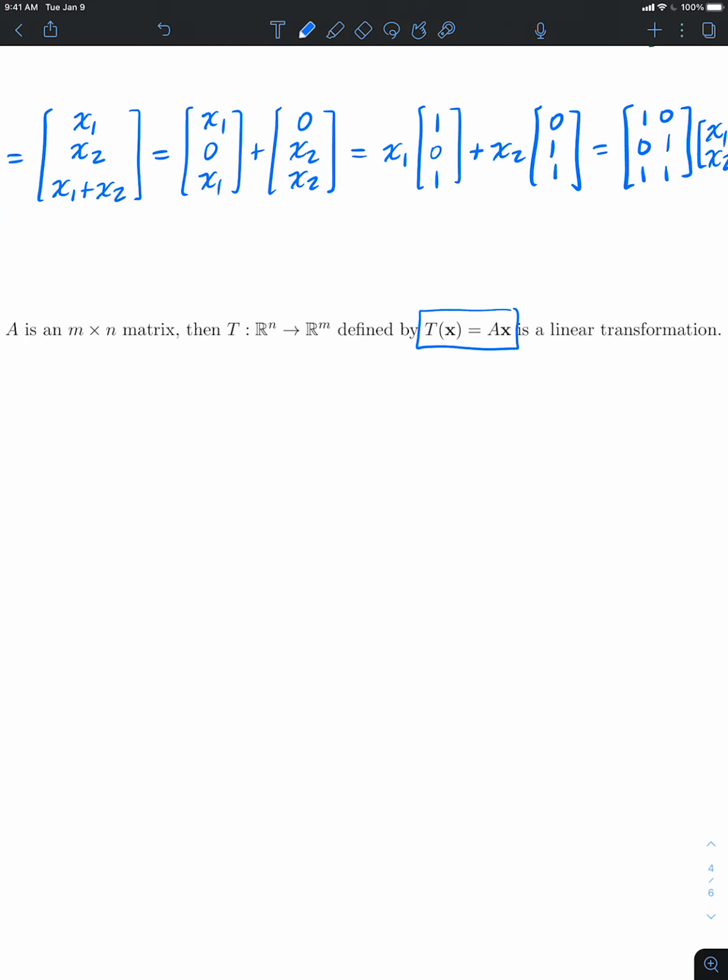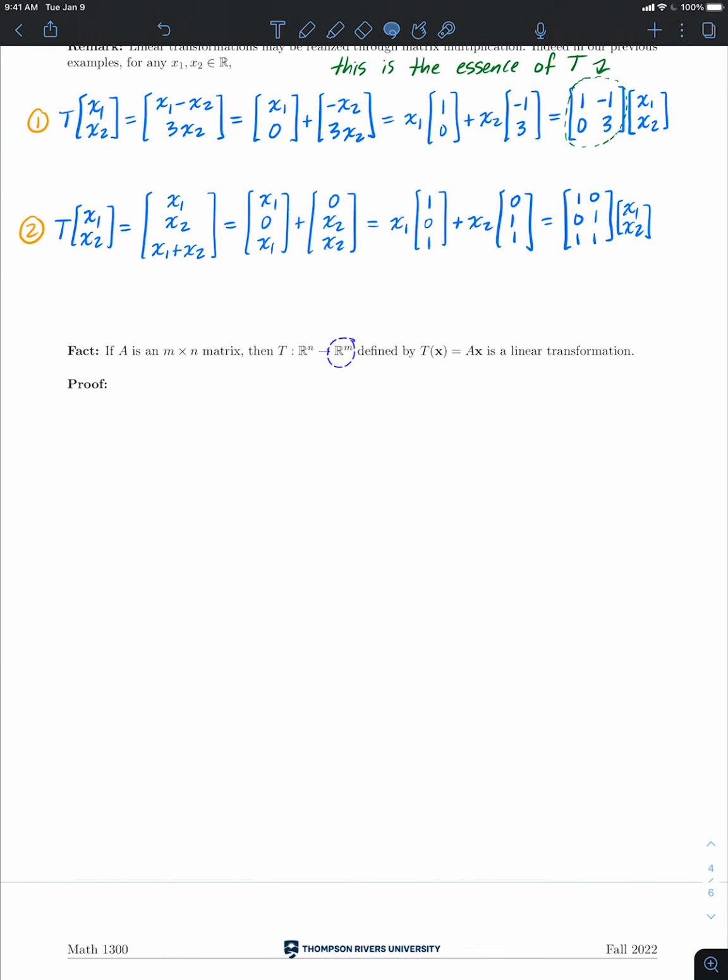This now defines the rule. If you want to plug in an input vector x that has n coordinates, and if you want to determine the output vector, just multiply it on the left by A, and that will turn your n-dimensional vector x into an m-dimensional vector Ax. So you're going to plug in a vector x, and you're going to get out a vector Ax, which is going to turn out to be m-dimensional. And the reason it's going to be m-dimensional is because the number of rows of the matrix A is m.